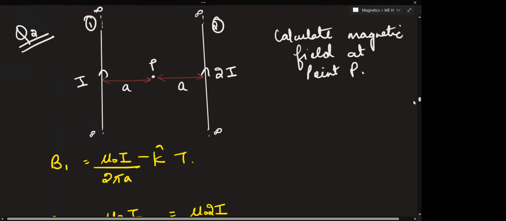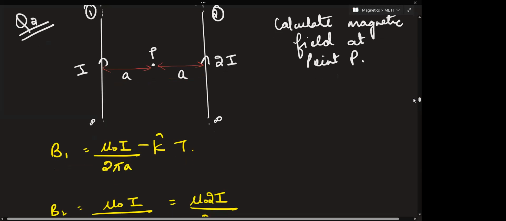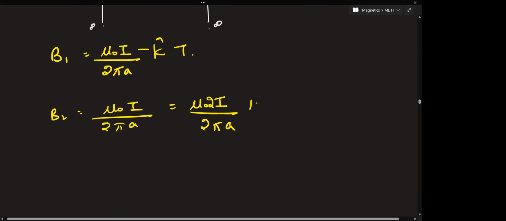Fahad, can you tell me the direction for this second one? P point is here, this is the direction of flow of current. Fahad. Outwards, perfect. That is going out. So that becomes, let's write it in terms of k cap.